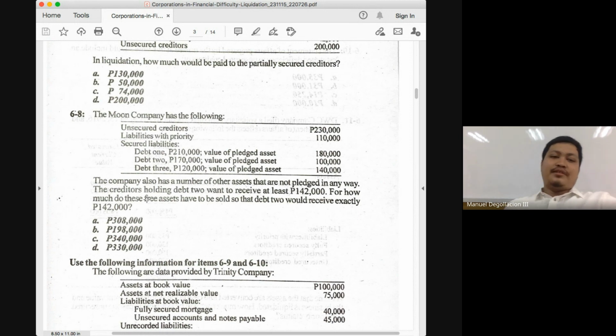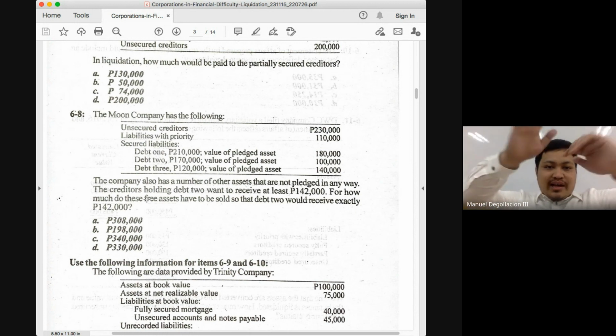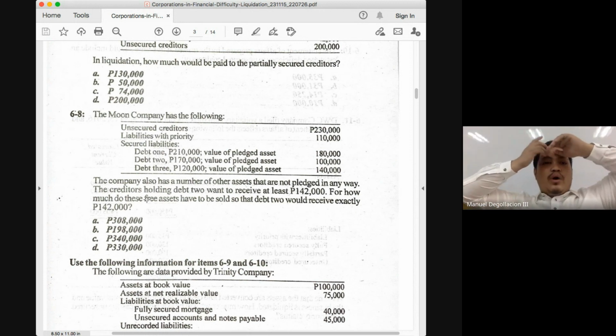But for the sake of exercise, let's classify debt 1 first. Is it fully or partially secured? Partially, because the pledged asset is lesser than the amount of liability. Debt 2, also partially. Debt 3 is fully secured. Now, we should focus on debt 2. Debt 2 is 170,000. And how much do they want to receive? They want to receive 142,000.